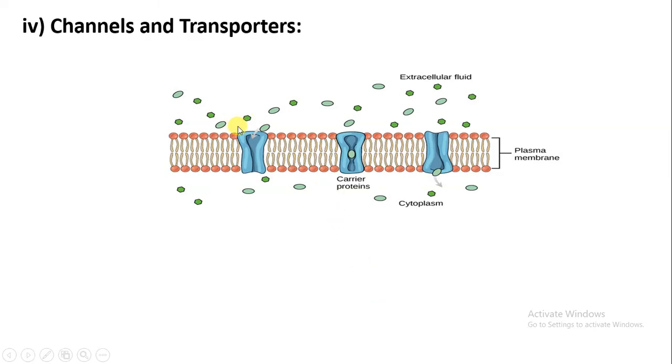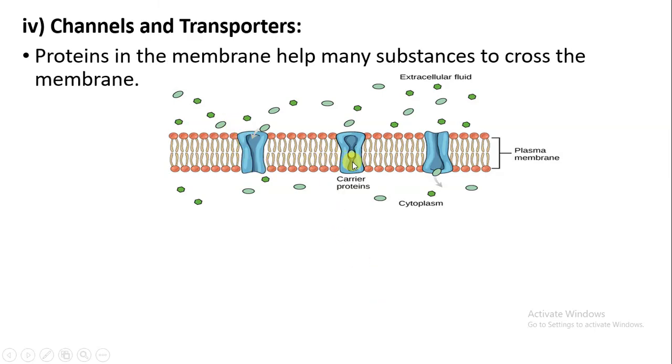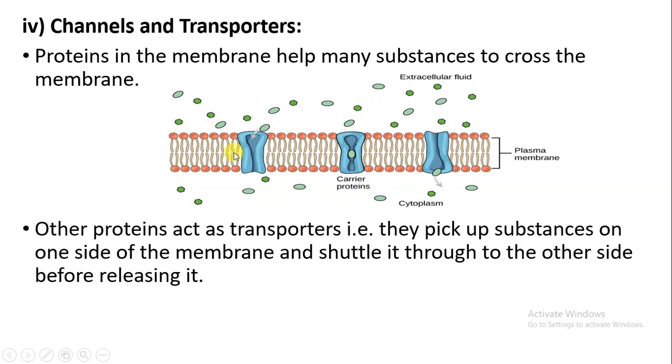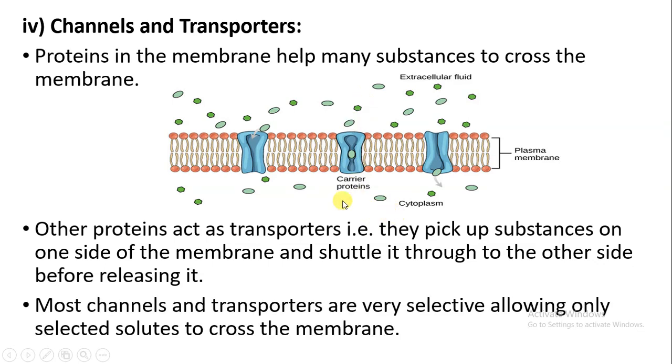अब हम बात करेंगे कुछ channels की, कुछ transporters की. Okay, so जो proteins हैं which are present on the membrane, they are the ones which are helping the substances to move in and to move out of the cell. So बाकी proteins जो हैं they are acting as transporters, that is they pick up substances on one side of the membrane और उसको release कर देते हैं, shuttle it through the other side before releasing it. So most channels and transporters they are very selective.